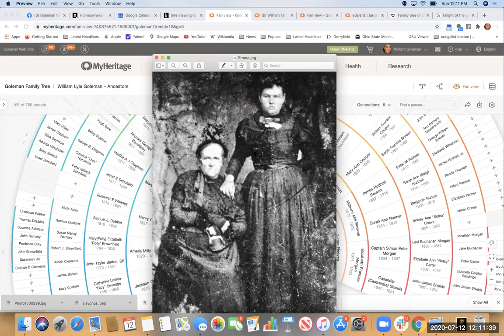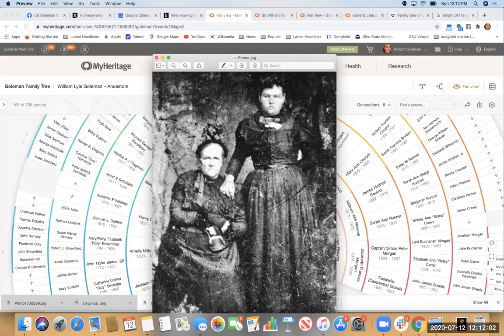So I don't know if Emma was the youngest of the children. Mary Jane might have been very close to her. They're both very dressed up. I didn't think it was an engagement picture because Hamilton's not in it. And so, I don't know, there's a lot of very interesting questions.